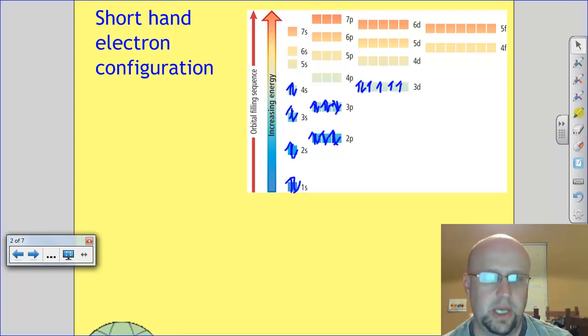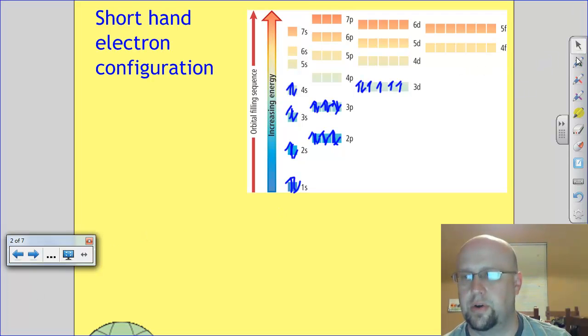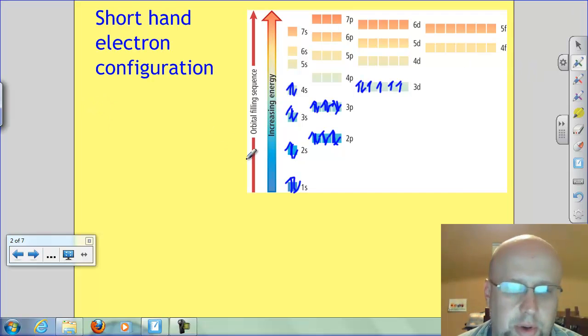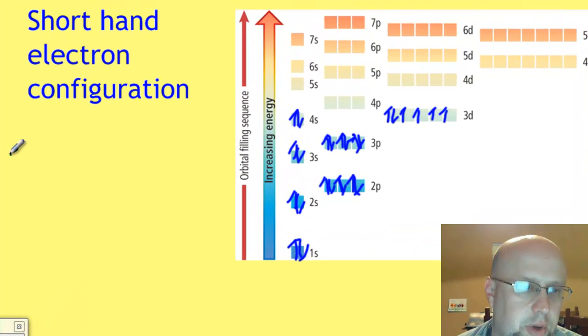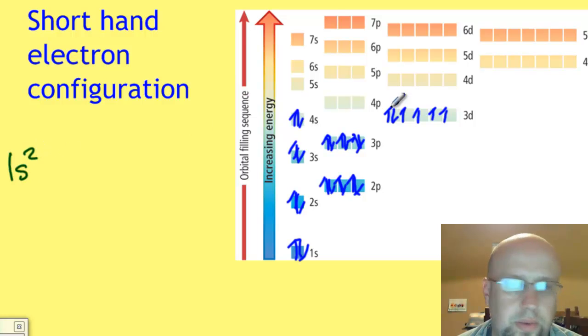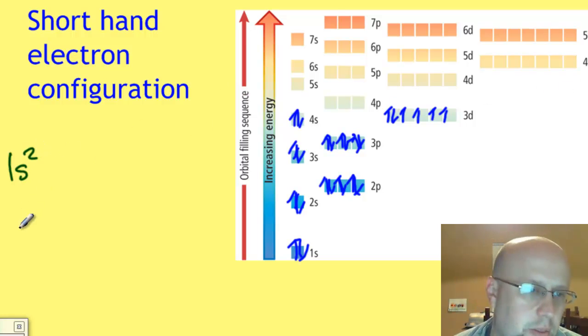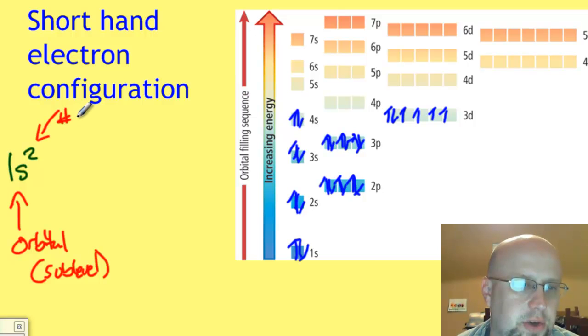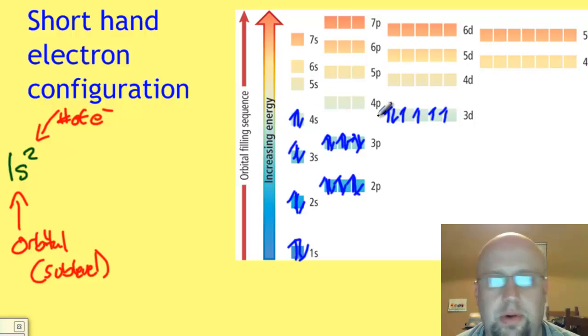Okay, and the good news is there is an easier way to do that. So we're going to take those 26 electrons and put this into what we call shorthand. So here's the way shorthand works. To do shorthand, you name the orbital, and then you write how many electrons are in it as an exponent. So 1s2. Real quick, this part is the orbital, or sublevel, and this part is the number of electrons in that orbital.